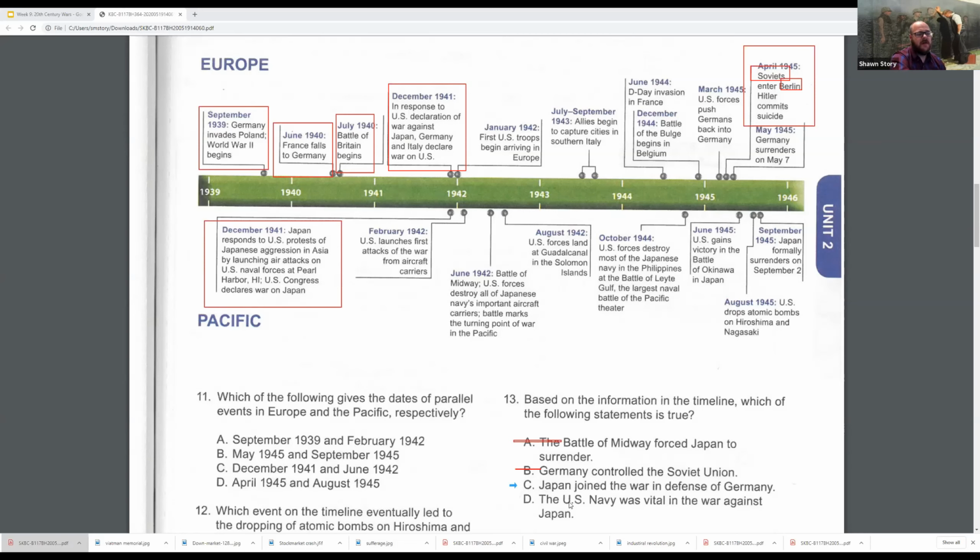Let's look at D. The U.S. Navy was vital in the war against Japan. How often do we see the word U.S. Navy?